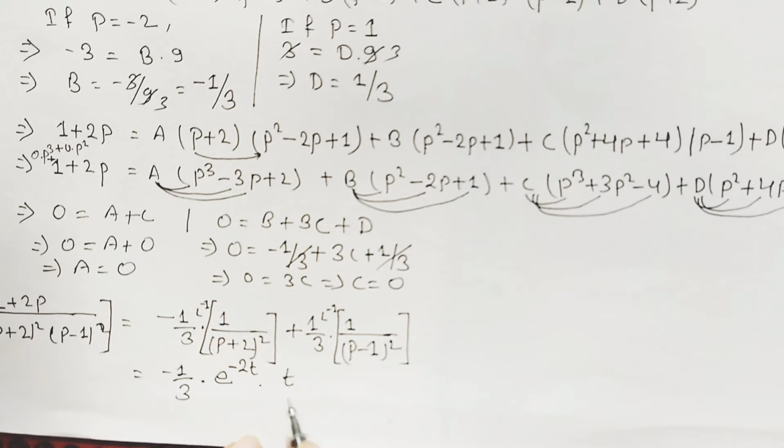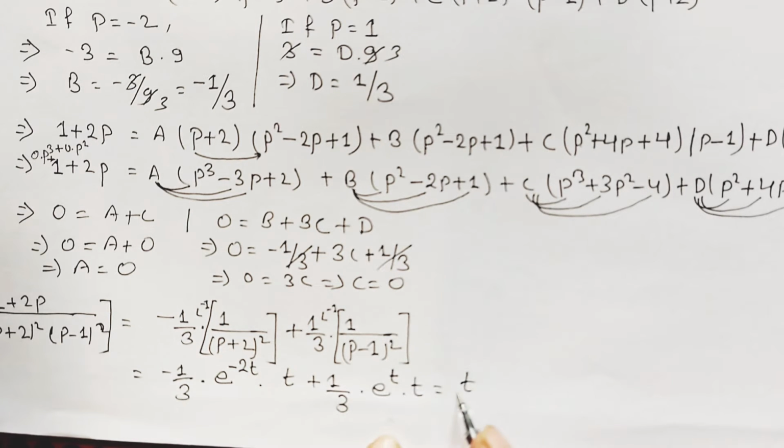So here we will have minus 1 upon 3 times e to the power minus 2t times t, plus 1 upon 3 times e to the power t times t. So we can take 1 by 3 t common from both, or you can leave it up to here also, it is up to you. Now let's do one more step, that is t upon 3.